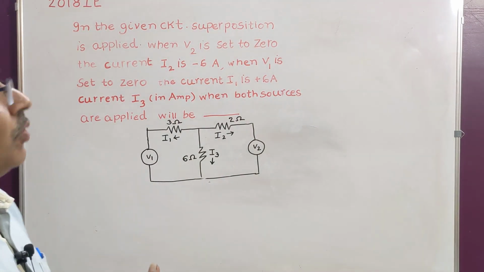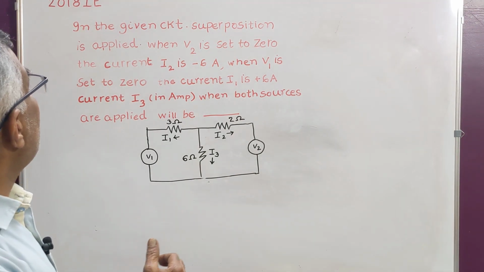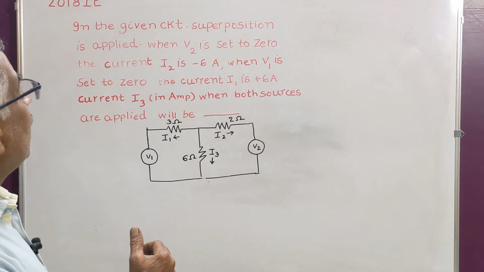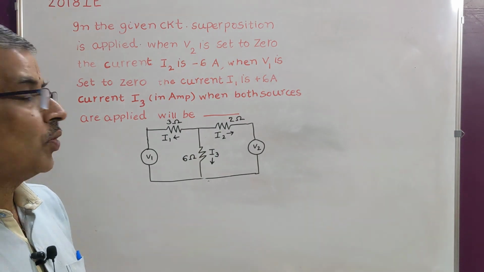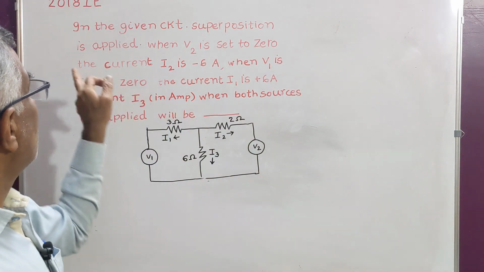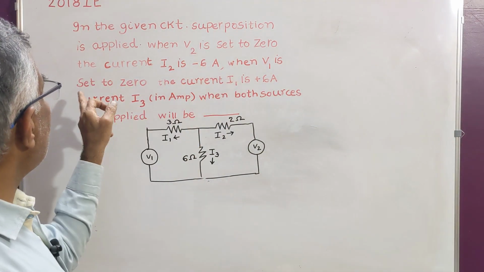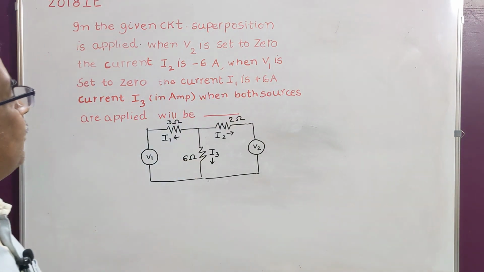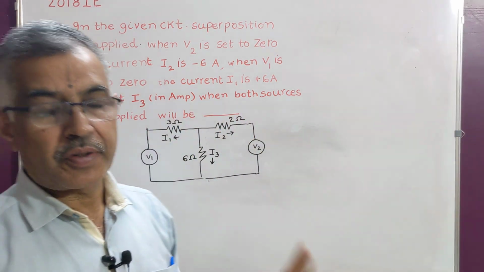Now I am continuing with the 2018 Instrumentation Engineering paper. The next problem is on superposition theorem. In the given circuit, superposition is applied. There are two sources, V1, V2. When V2 is set to 0, the current I2 is minus 6 amperes. When V1 is set to 0, the current I1 is plus 6 amperes. Current I3 when both sources are applied will be dash.